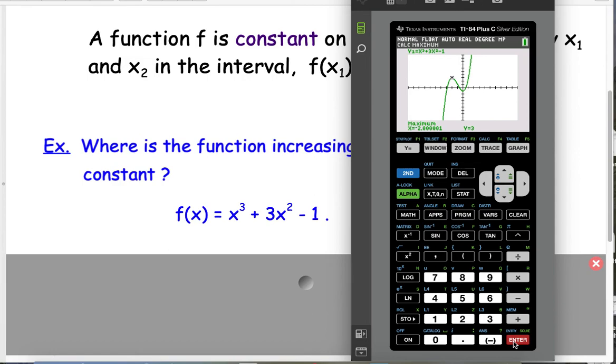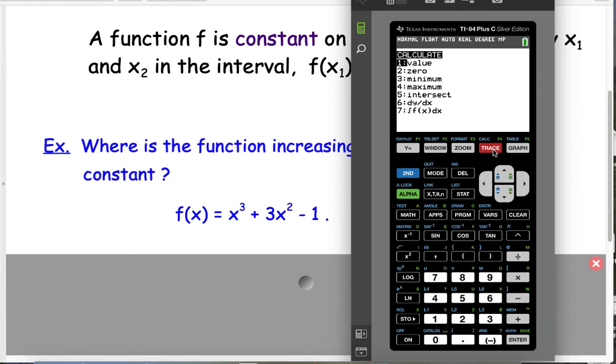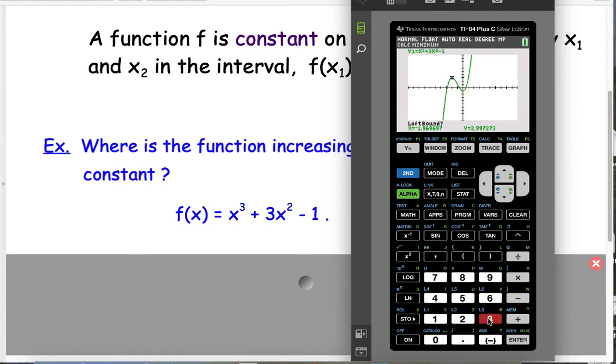Okay, so our function is increasing from -infinity to -2, and then it's decreasing from -2 to 0, and then it's going to increase again from 0 to infinity. So let me show you how to calculate that minimum value just to verify. Second trace again. This time I'm going to choose number 3, minimum, and now I'm going to move closer to that. That should be good. Press enter. Give me a right bound, so go past it a little bit. Press enter. Give me a guess. I'll just press enter.